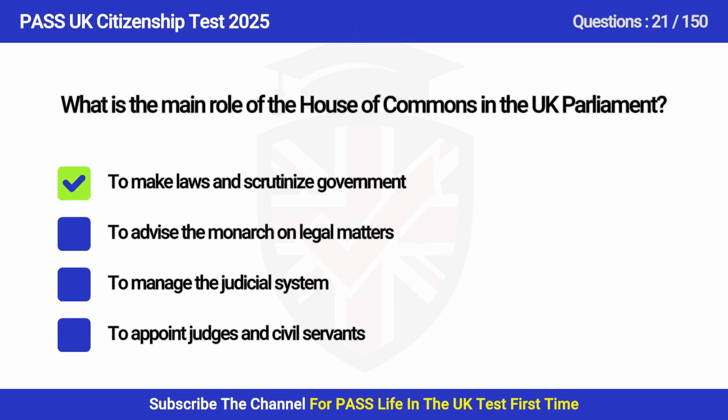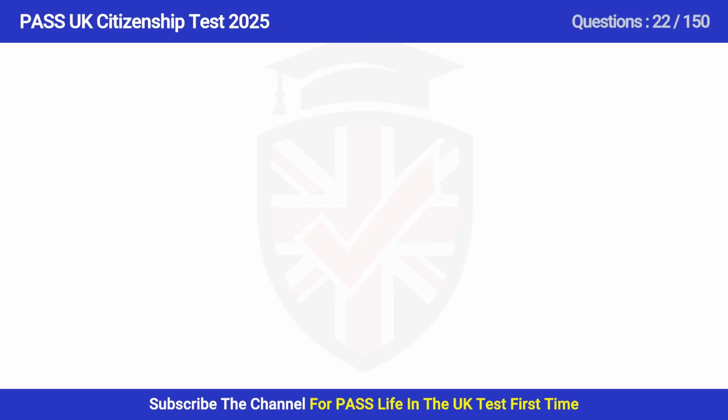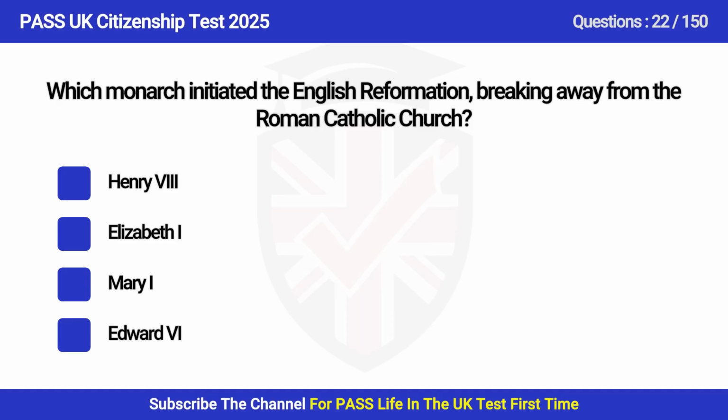The answer is A. To make laws and scrutinise government. The House of Commons is the primary legislative body of the Parliament. Its main roles are to debate proposed laws, pass legislation, and hold the government accountable. Question 22. Which monarch initiated the English Reformation, breaking away from the Roman Catholic Church? A. Henry VIII, B. Elizabeth I, C. Mary I, D. Edward VI.